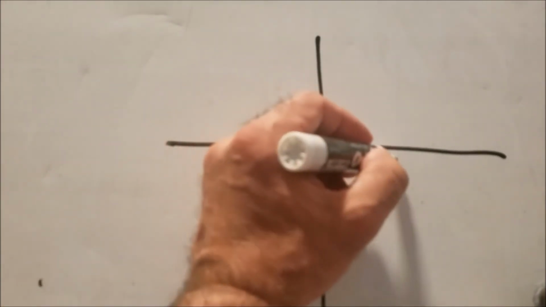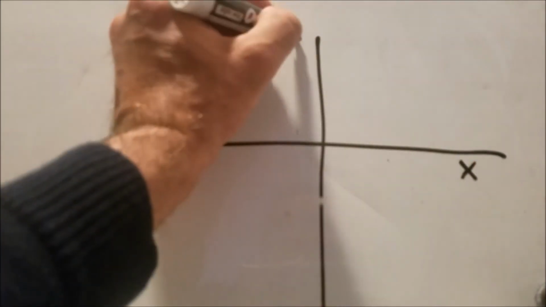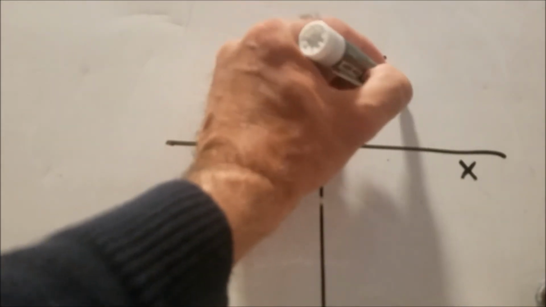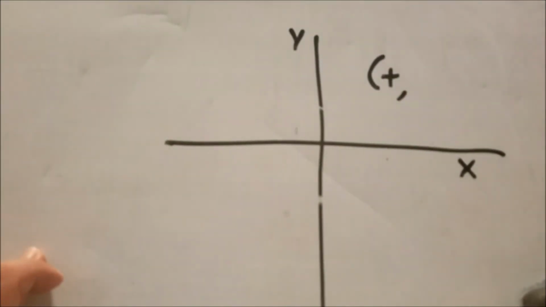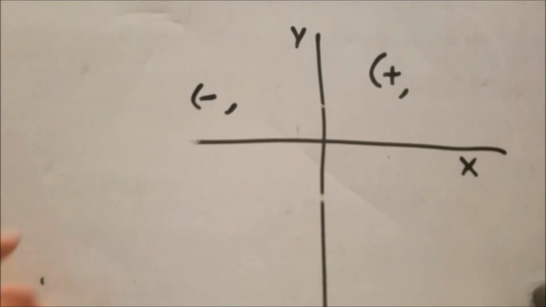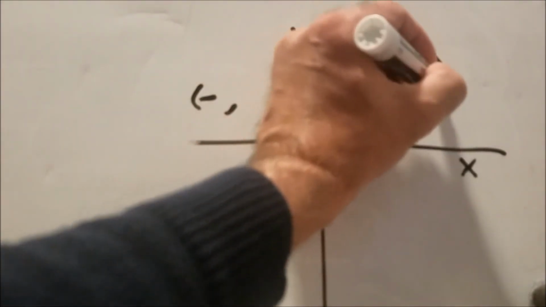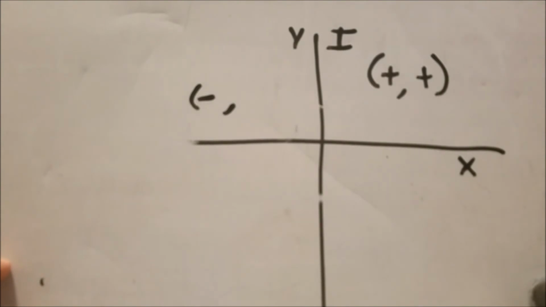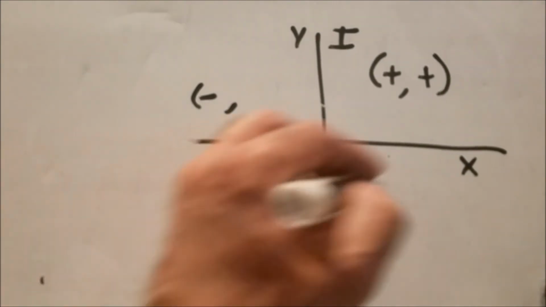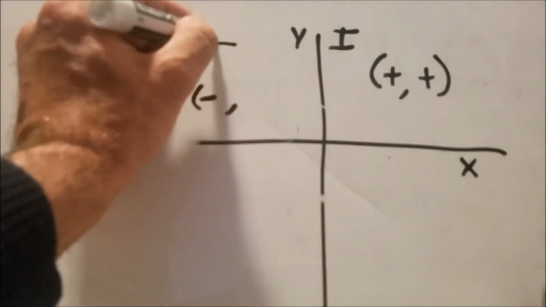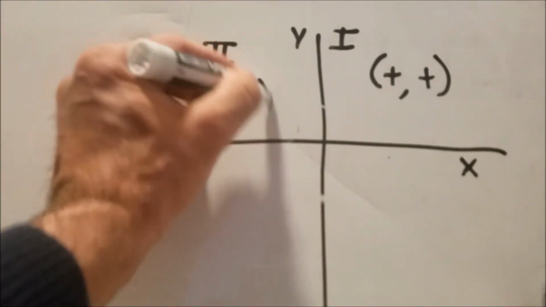So everything here on the x, this is the x, this is the y, everything here is positive. That's the positive sign. You see these on batteries, right? And the negative sign would be like that, negative. But everything in the first quadrant is positive, positive. The x is positive, the y is positive. Now in the second quadrant, the x is negative, but the y is positive.